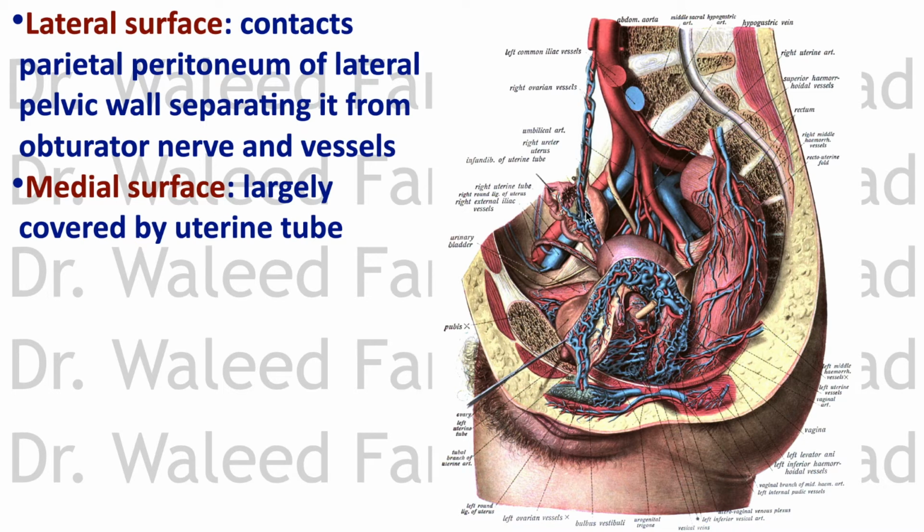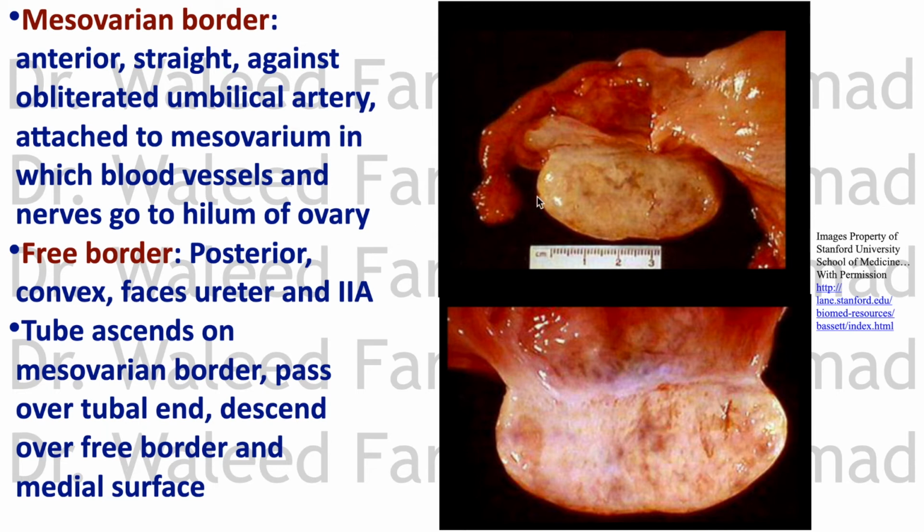The medial surface is largely covered by the uterine tube, because the uterine tube ascends on the mesovarian border, crosses the tubal end, and descends on the medial surface of the ovary. This is the anatomical position of the uterine tubes in relation to the ovaries. As you can see here, it invaginates the posterior layer of the broad ligament, which is derived from peritoneum.